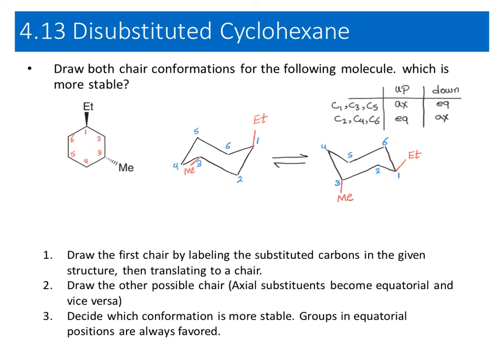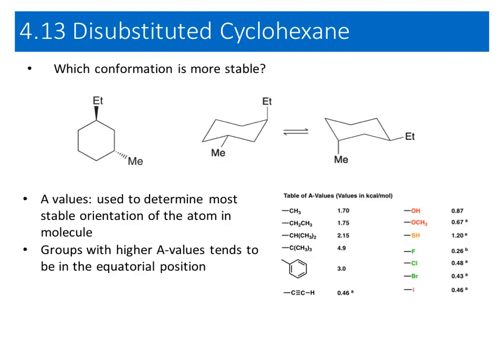Now, which one is more stable? So here we have ethyl group located in the axial position and methyl is in the equatorial position, and in the second conformation, ethyl is in the equatorial position and methyl is in the axial position. Now, which conformation is the more stable one? In the first one, the ethyl is in the axial position and methyl is in the equatorial. In the second one, ethyl is in the equatorial and methyl is in the axial position.